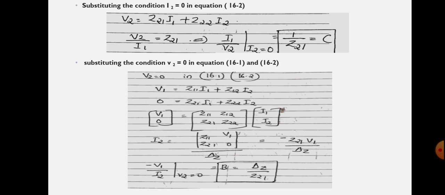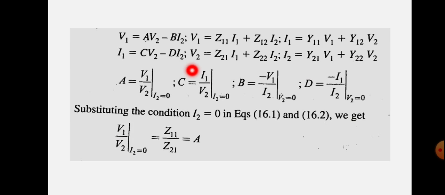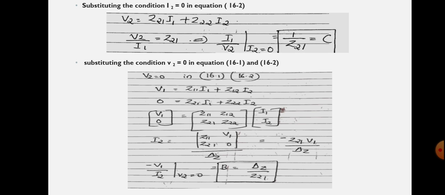Next we are deriving the equation for C. Here C is obtained by the same condition, setting I2 equal to 0. So we have to substitute this condition in the Z parameter equation. Okay, whenever I2 equal to 0, what will happen? V1 equal to Z11 I1 and V2 equal to Z21 I1. Okay, so we can represent it.